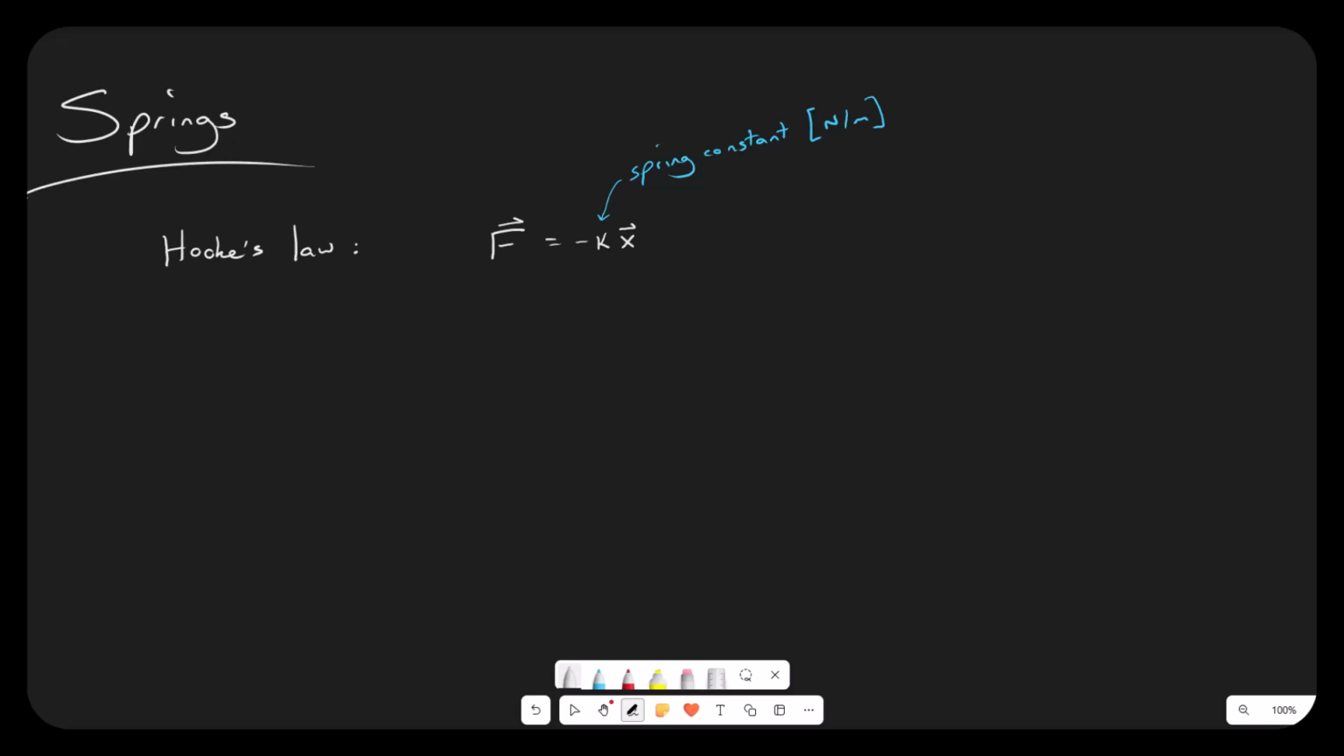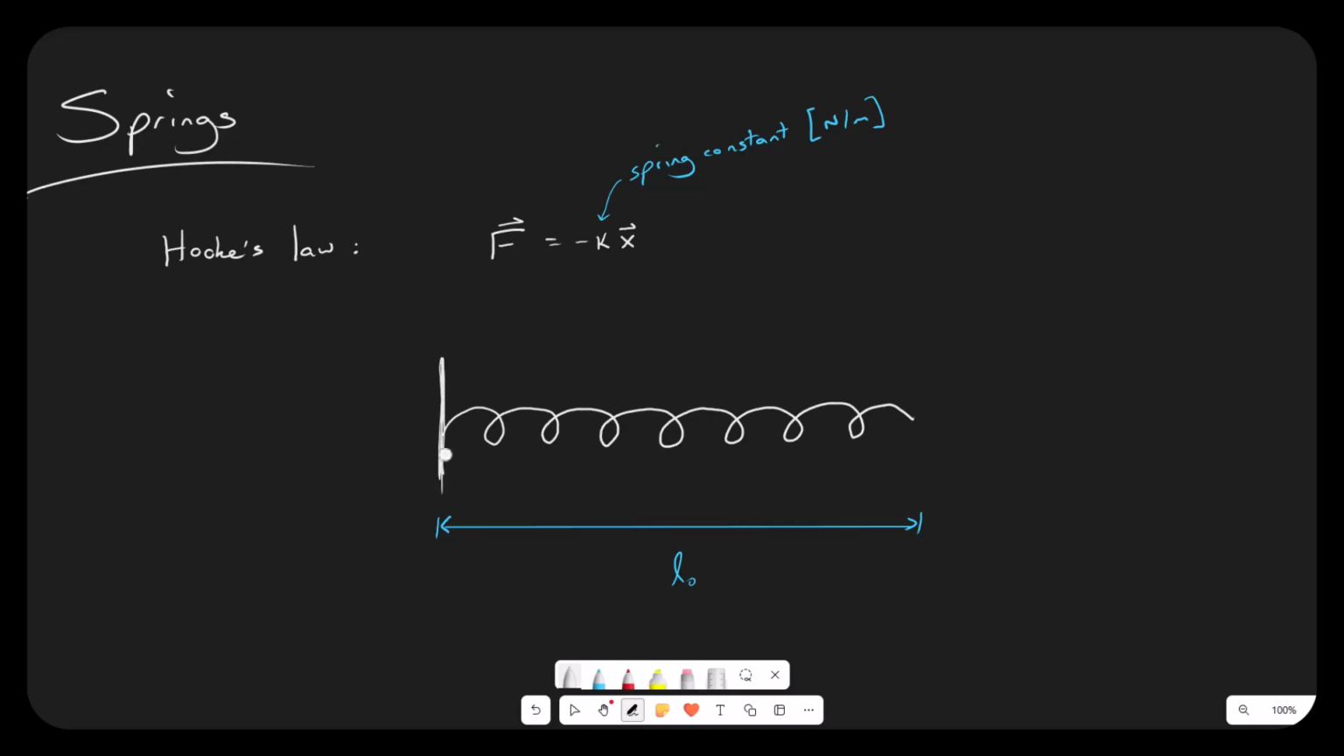A spring has a natural length, so if I've got a spring like this, my spring has a natural length, and when I attach this to maybe a wall on this side and maybe I put a block over here, then that means this right here would be the equilibrium position for the spring. When I compress that spring, I am getting some kind of an X value.